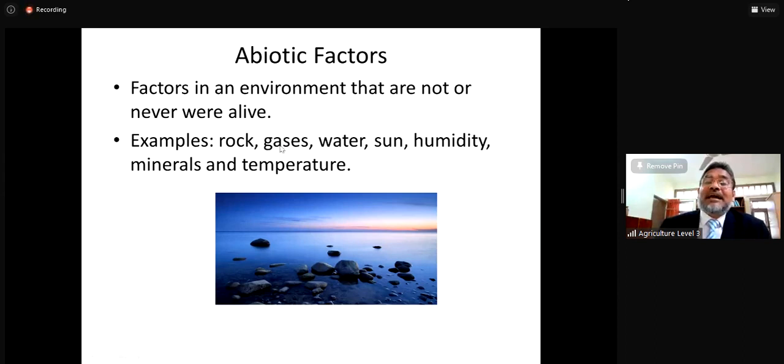Rock, gas, water, sun, all these are non-living, but these non-living factors are very important, because they change: temperature variation, humidity variation, rainfall variation. Because of these variations, the interaction is different. That's why we need to know which particular environmental condition is favorable for particular organisms.